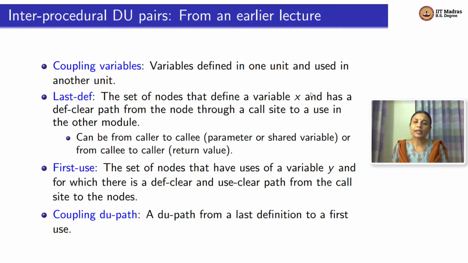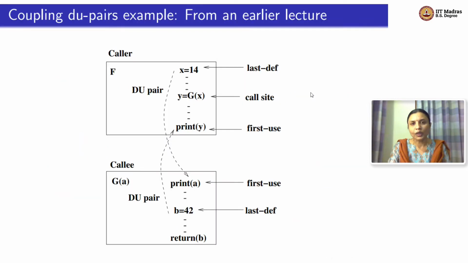First use is basically all those nodes that have use of the coupled variable y and for which there is a definition clear and use clear path from the call site to the nodes that use it first. A coupling du path is a definition use path from the last definition to a first use. The same example we had seen earlier when we looked at graph-based testing.